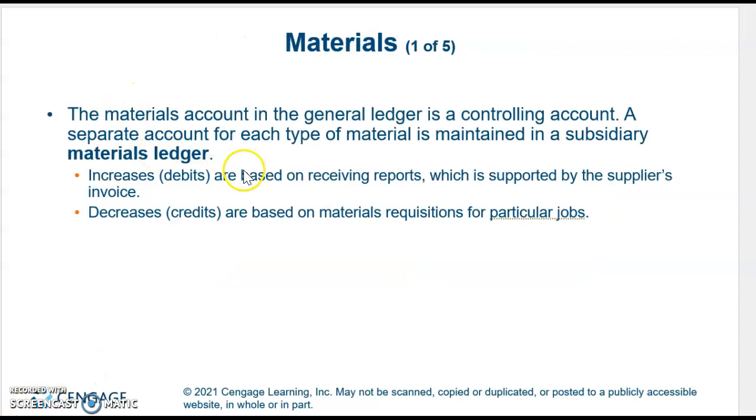So the materials account in the general ledger is a controlling account, and then there's going to be a separate account for each type of material. So for your materials, it's an asset. It's going to increase with a debit. So as we get in materials, we're going to record it. Then as materials are requisitioned for jobs, we will credit it because it will move out of materials inventory.